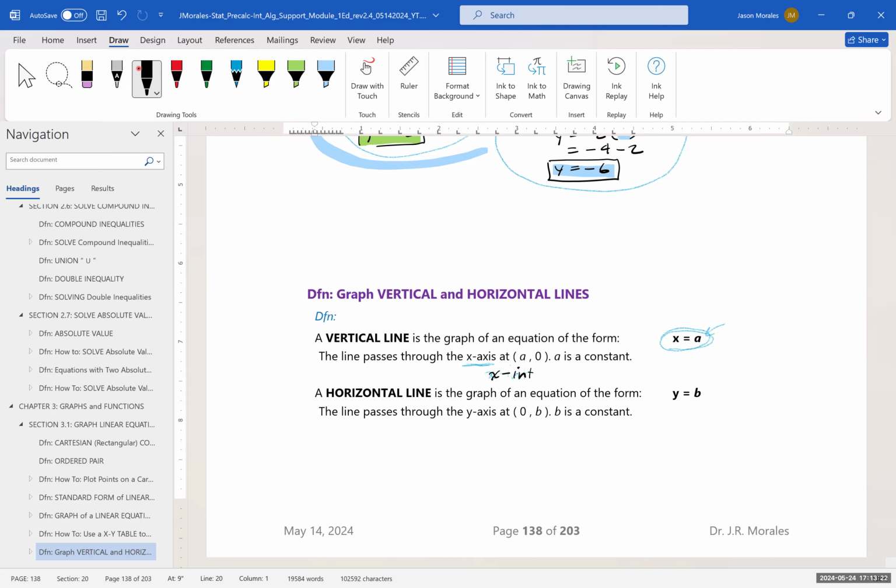So let's look here at an example. We're going to graph two lines, x equals 2 and y equals negative 3. And I'm going to do this in such a way to prove to you why this is going to end up being a vertical and a horizontal line. So let's say we want to graph x equals 2.